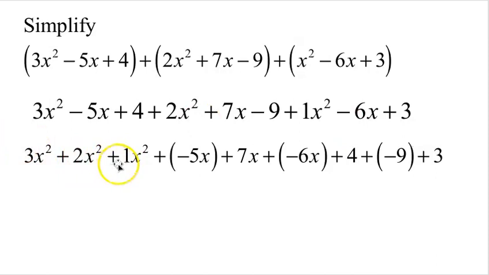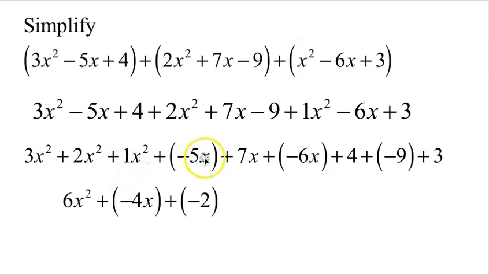So you can see if we factored out the x squared, you'd get 3 plus 2 plus 1, or 6x squared for that first piece. Similarly, negative 5x plus 7x plus negative 6x will give me negative 4x. 4 plus negative 9 plus 3 is negative 2. So 6x squared plus negative 4x plus negative 2, which of course is equivalent to 6x squared minus 4x minus 2.